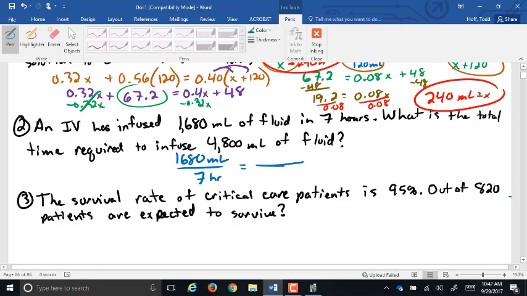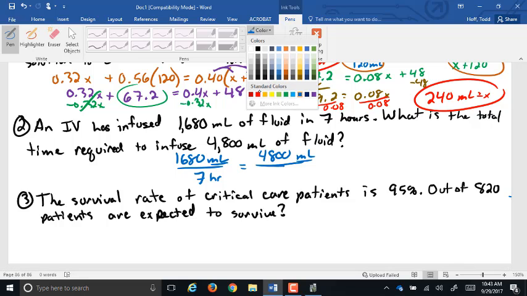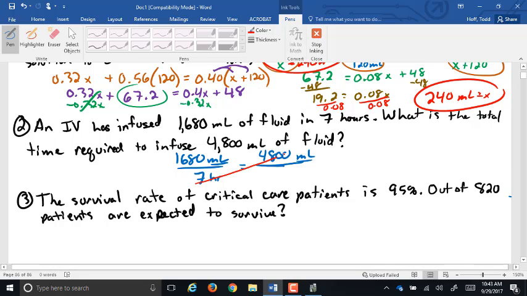The 4,800 milliliters has to go where? On top. Because when we have rates that have the units in there, the labels have to match up from one rate to the next. So now it would be 7 times 4,800 divided by 1,680.